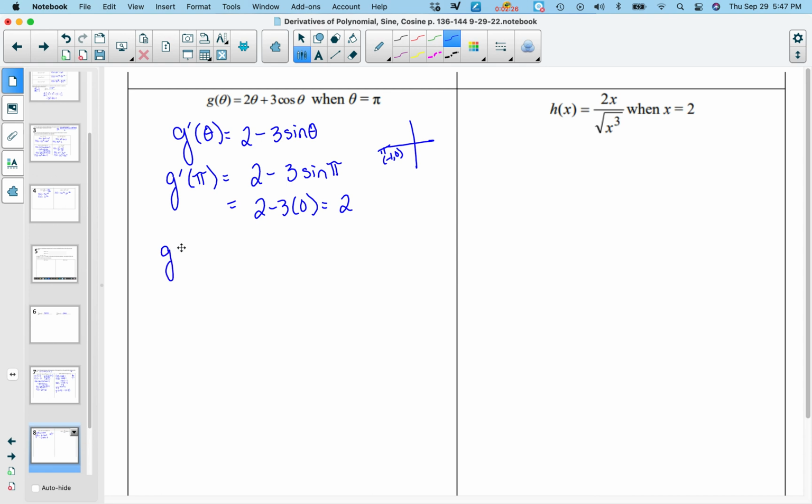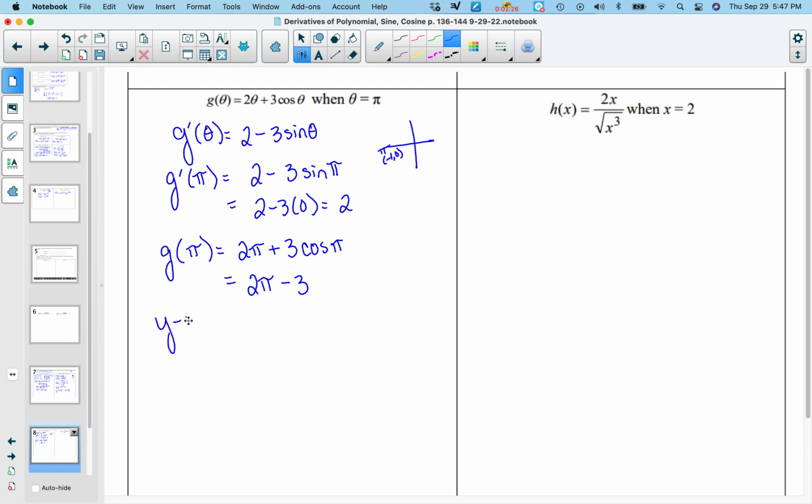I needed to know g of pi to get my y value. So we have 2 theta, so 2 pi, plus 3 times cosine pi, because I'm just plugging this into my original function. So I get 2 pi. Cosine of pi is negative 1, so that's going to make this a minus 3. So that's my y value.